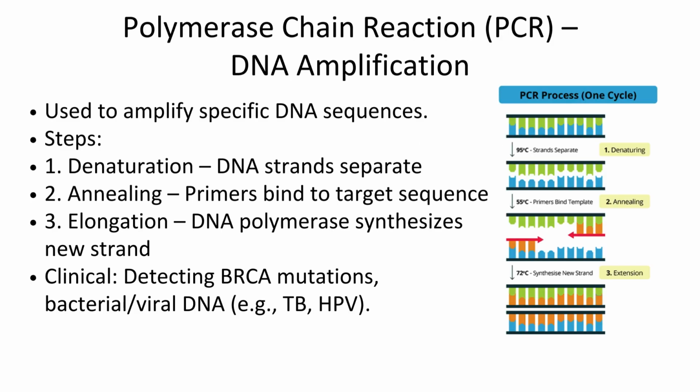First up is PCR, polymerase chain reaction. This technique is used to amplify small amounts of DNA into millions of copies. The process involves 3 key steps: denaturation, heating the DNA to separate strands; annealing, cooling to allow primers to bind; elongation, DNA polymerase synthesizes new strands. Clinically, PCR is used to detect pathogens such as HPV, TB, or genetic mutations like BRCA1/2 in cancers. It's a core lab technique in both research and clinical settings.